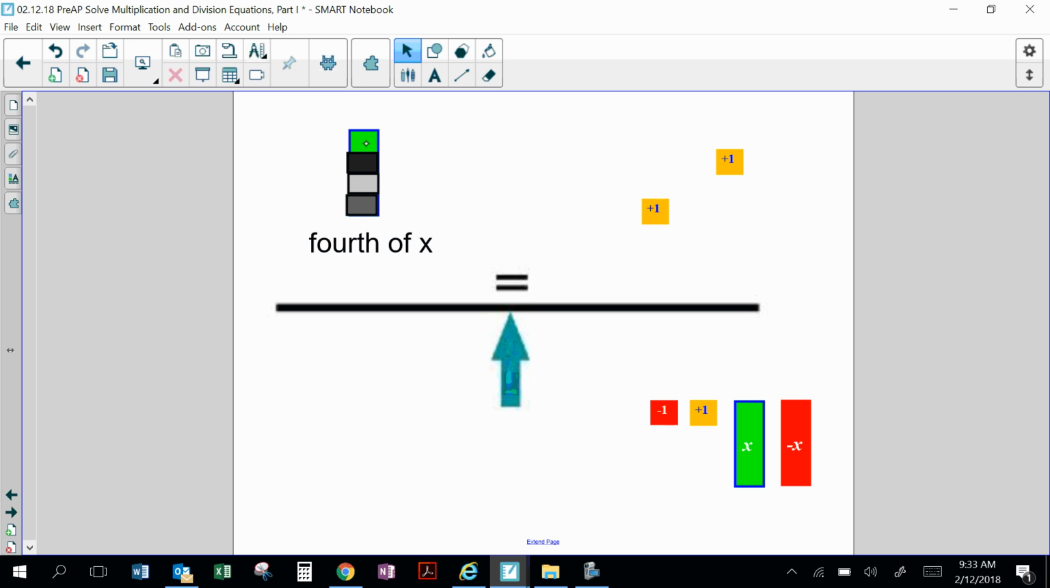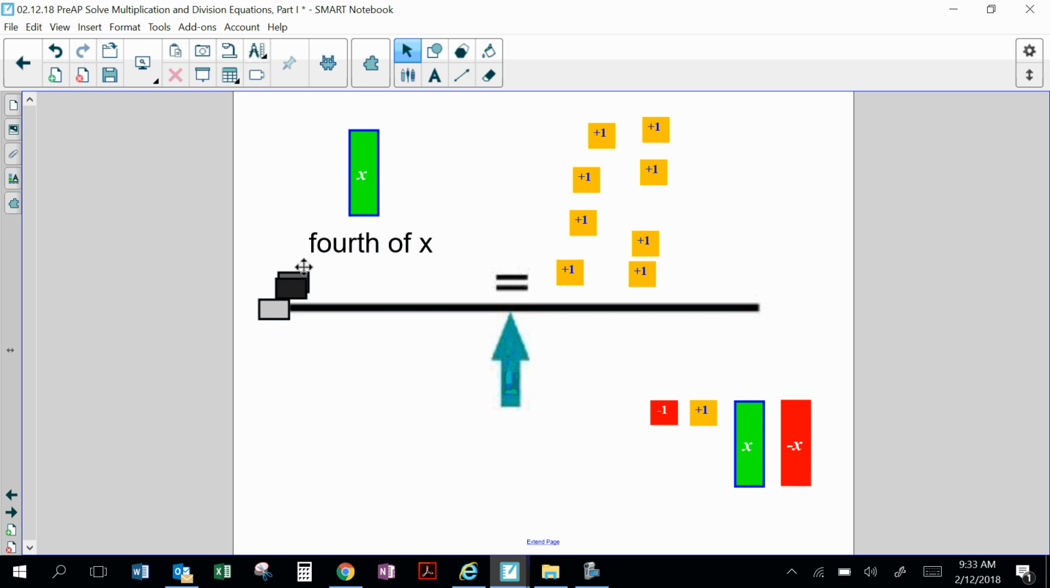Welcome back. So this fourth equals 2, and this bottom fourth equals 2. So x equals 8. How did you do?